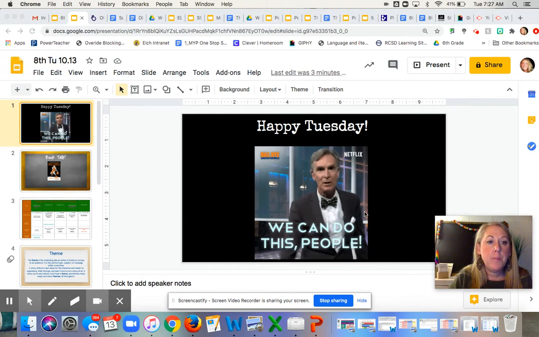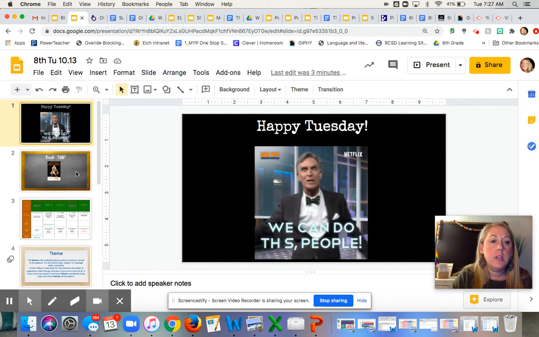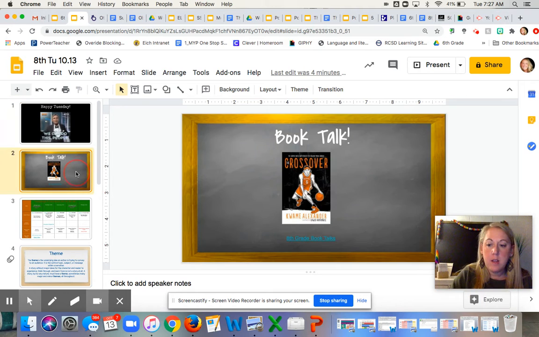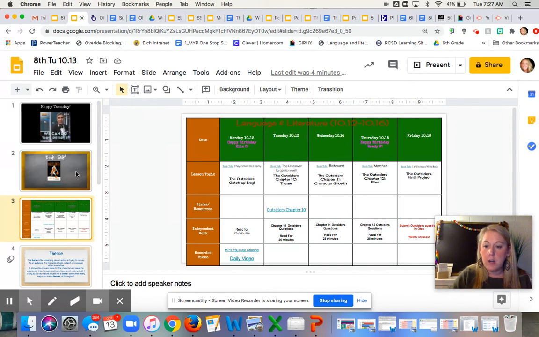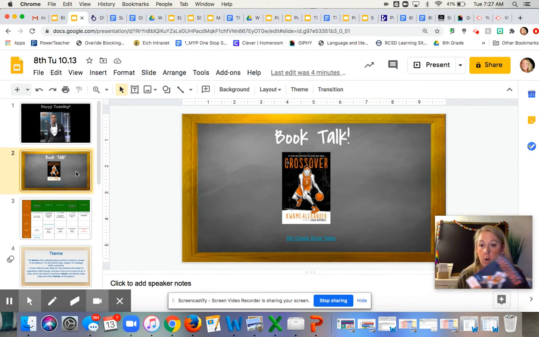All right, so our book talk today is actually the graphic novel version of a book I've already book talked this year. And that is The Crossover by Kwame Alexander. The first version was a novel in verse, so it's written like a poem. And then this is a graphic novel version of it. This is an excellent book. The story is really good. The writing is really good. I've read the graphic novel version and the novel in verse.